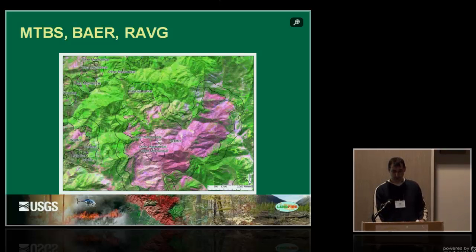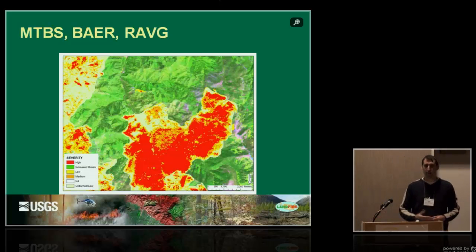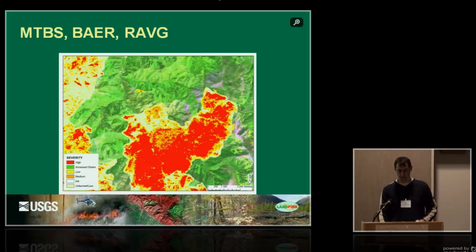So as we go to assemble the final product, you'll see that actually MTBS and Bear Ravage, one of these programs, had mapped this fire, so that would take precedence and make its way into the final product. And you can see the highest severity areas would be mapped as red.